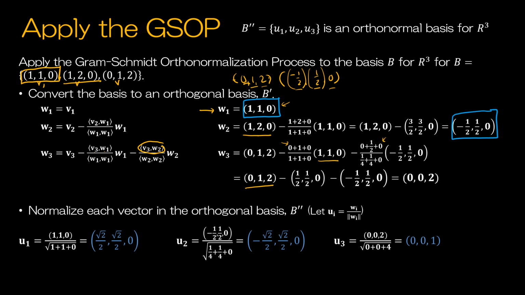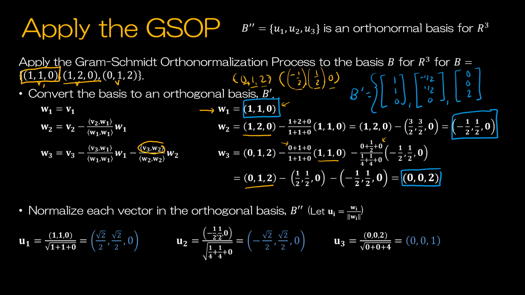So the hardest thing here is you're doing a lot with fractions, and it can get a little bit crazy, especially with radicals and fractions and so forth. So we can see that when I do the math, that gives me that B prime is 1, 1, 0, negative 1/2, 1/2, 0, and 0, 0, 2. That is an orthogonal basis, not orthonormal, but orthogonal.